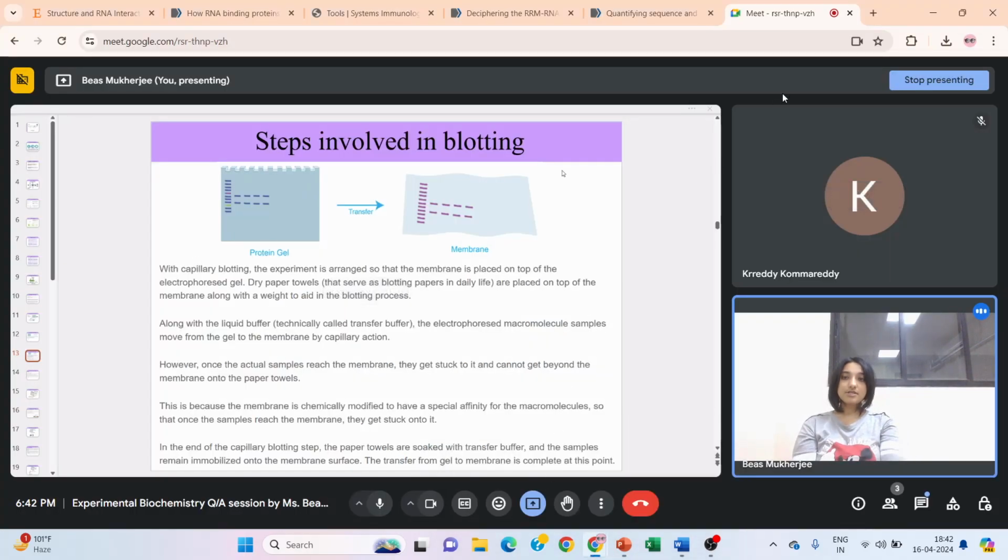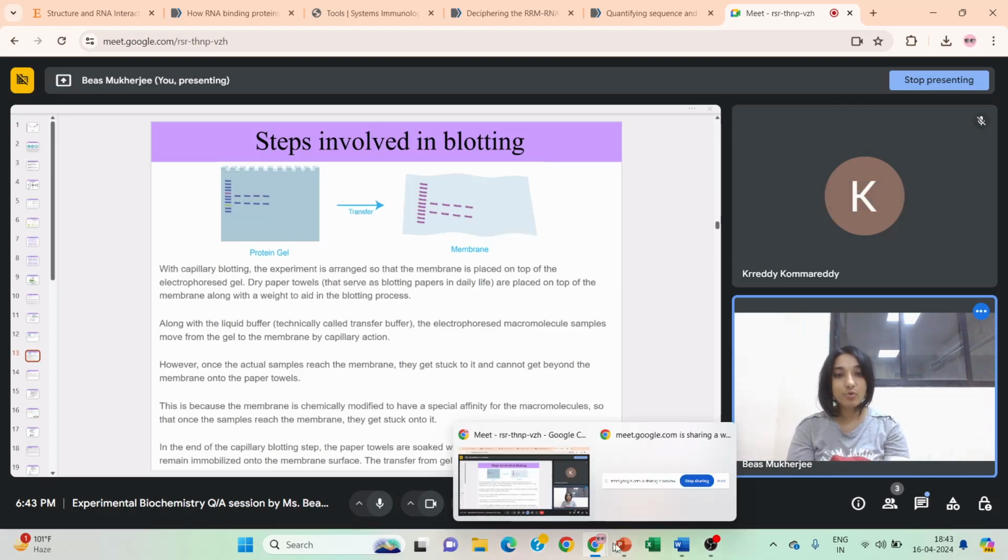However, once the actual samples reach the membrane, they get stuck to it and they cannot go beyond the membrane because of the paper towels. This is because the membrane is chemically modified to have a special affinity for the macromolecule, so that once the samples reach the membrane, they get stuck onto it. In the end of the capillary blotting process, the paper towels are soaked with transfer buffer and the samples remain immobilized onto the membrane surface. The transfer from gel to the membrane is complete at this point.